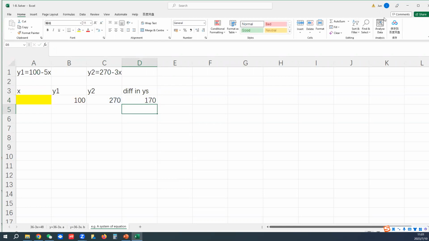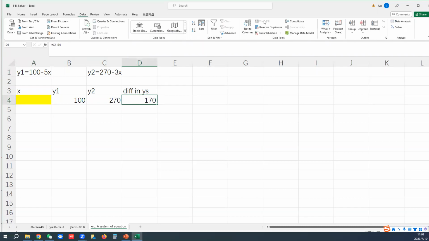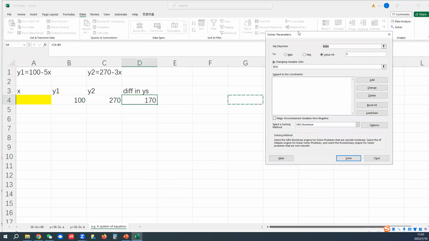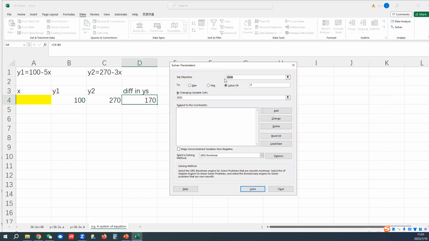Okay, so here what are you doing? You're trying to find the x so that the difference of y's is 0, namely the difference of y's is nothing. So that's what we are going to do with Solver. Okay, we set the objective, your goal, equal to 0 by changing the value of x.